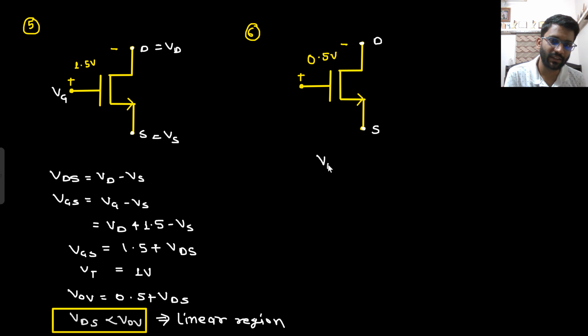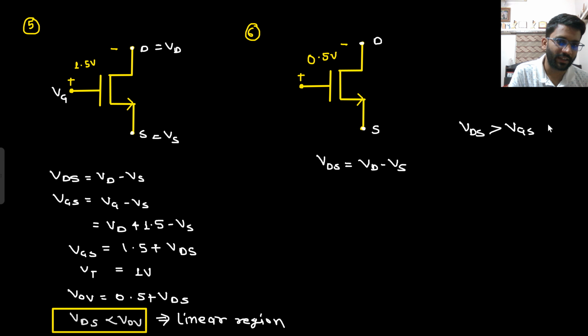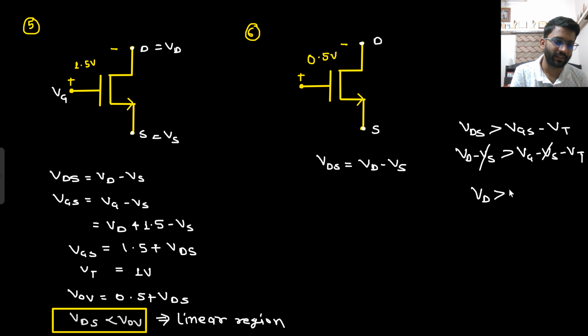Here I will have the same target. What is the value of VDS? Okay, before this I will tell you one interesting thing. While defining the saturation region, what do we do? VDS should be greater than VGS minus VT, right? This is what we do. What is VDS? That is VD minus VS. What is VGS minus VT? That is VG minus VS minus VT. Source to source get cancelled. So VD should be greater than VG minus VT. That's it. There is no role of source. In case of NMOS, there is no role of source for defining the region of operation.